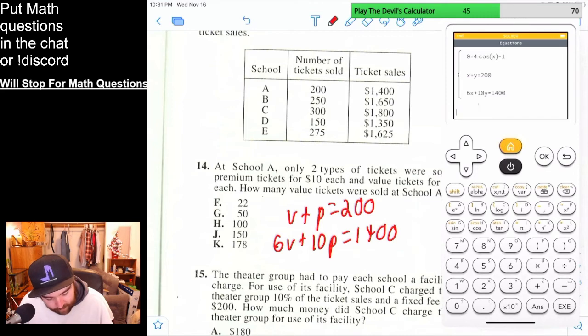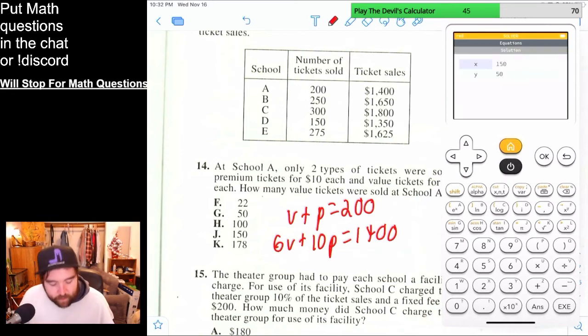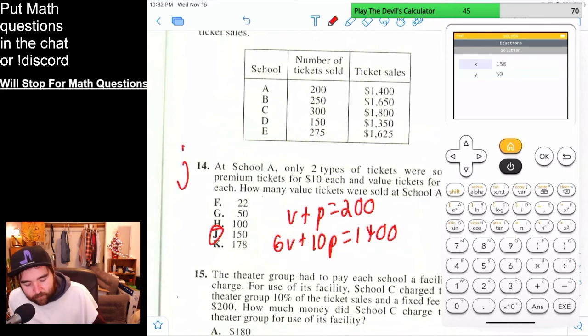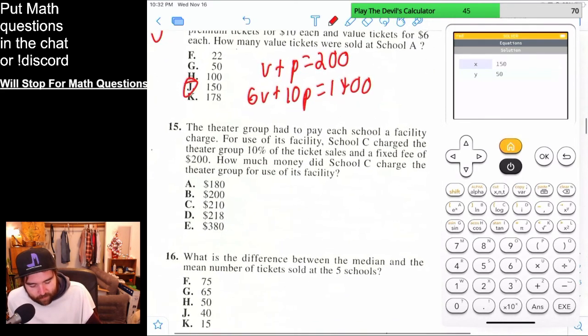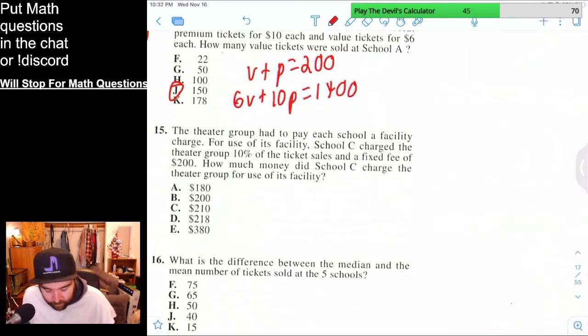I need to just delete this equation. Why is it so difficult to delete an equation? I just needed backspace, not clear. Okay. So now you solve the equation and it tells you x is 150, y is 50. So how we set this up was that v was the x and p was the y. So the answer is 150. Use your calculator when you can. You don't need to do it out of your calculator if you can do it in the calculator.